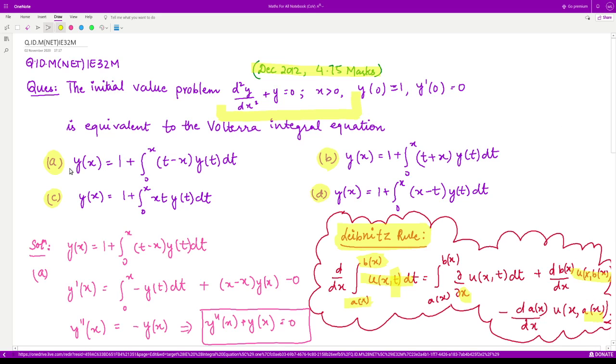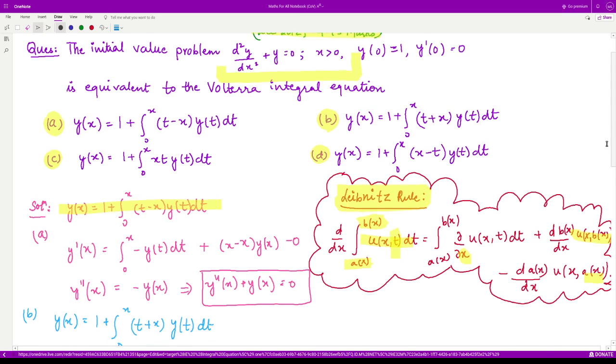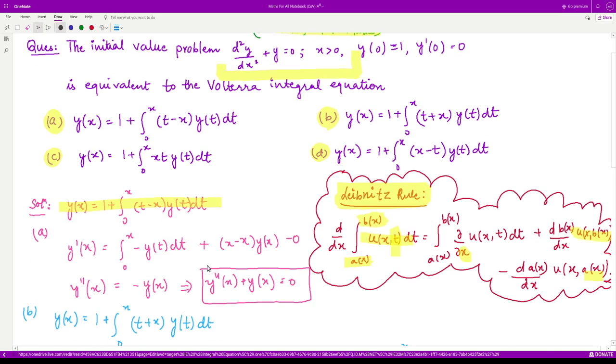So let us get started. Let us go through each option. We'll take the first option. This is the integral equation given to us. We'll differentiate it twice and see whether the given differential equation is equivalent to the one that we have obtained.